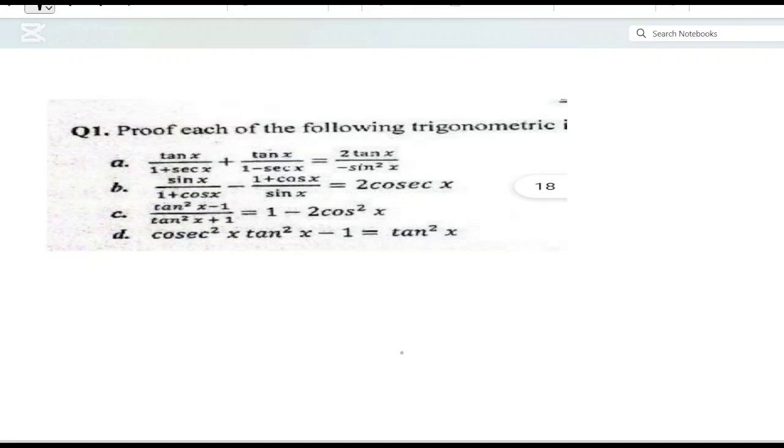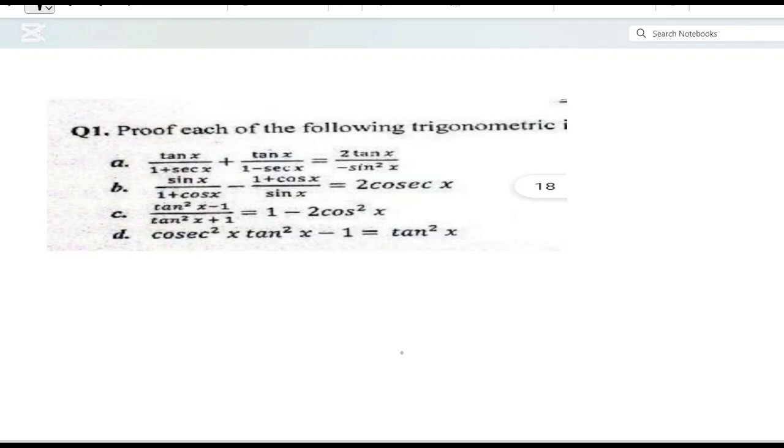In this video I will show you how you can prove each of the following trigonometry identities. But the first thing you need to know is that there are some trigonometry identities that you need to know.